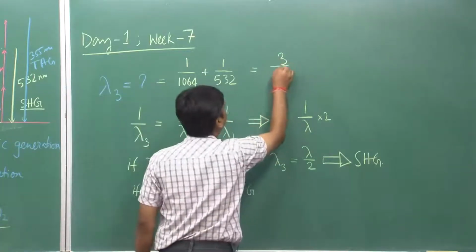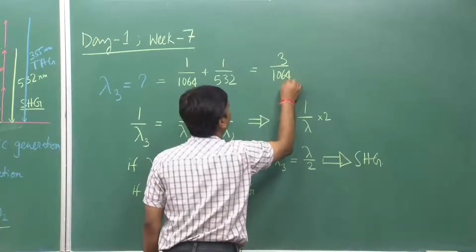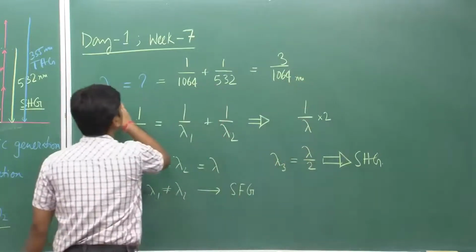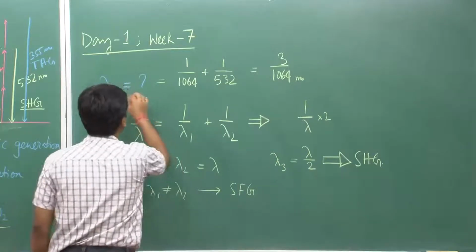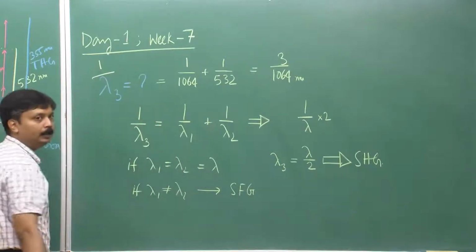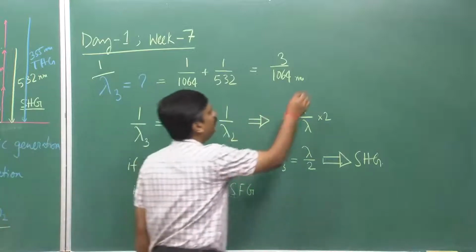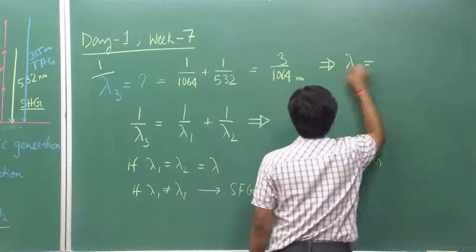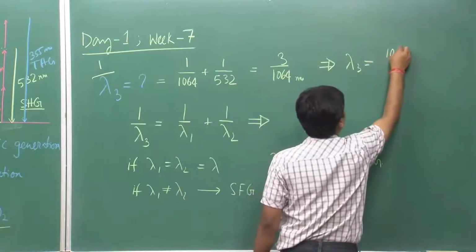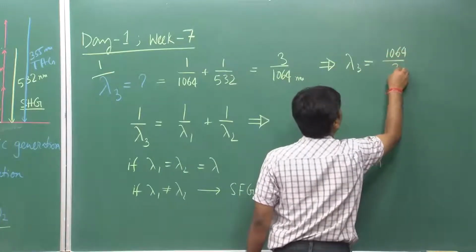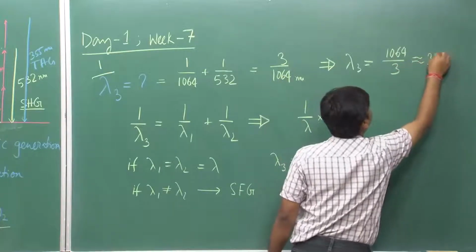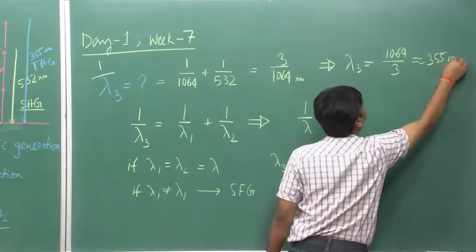So, essentially that will be 3 by 1064 nanometer, right. That is, 1 by lambda 3 equals this. Therefore, lambda 3 is equal to 1064 by 3, which is roughly equal to 355 nanometer.